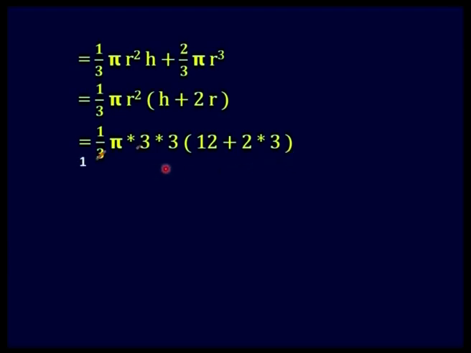So, children, 3 gets cancelled. So, 3 pi plus 2 into 3, 6 plus 12, 18. Now, 3 into 18 is 54 pi centimeter cube. Now, this is the volume of the complete ice cream cone.